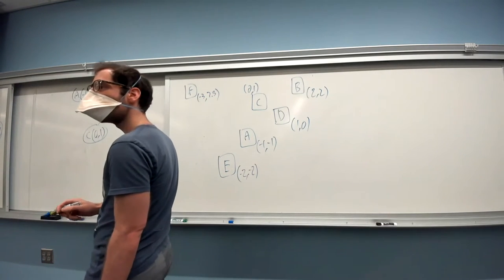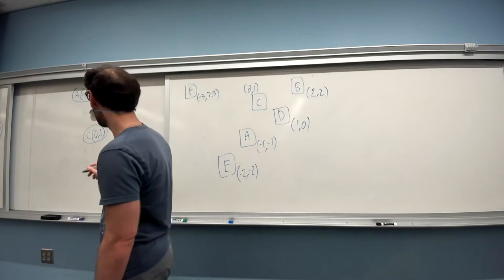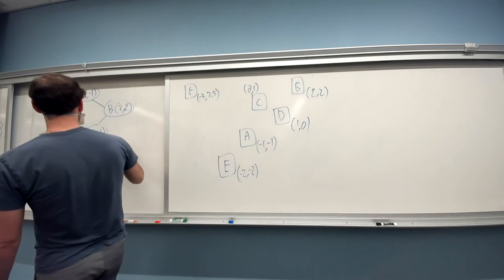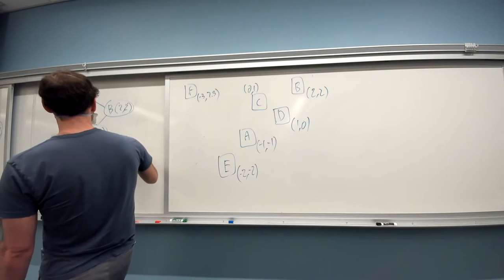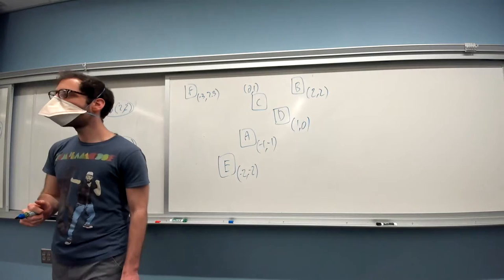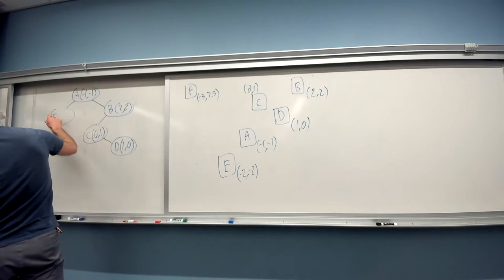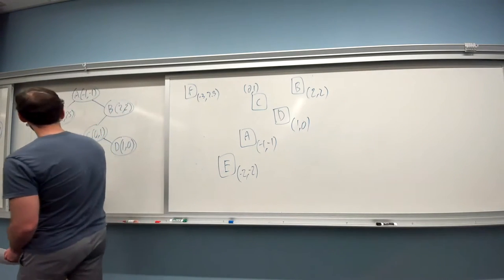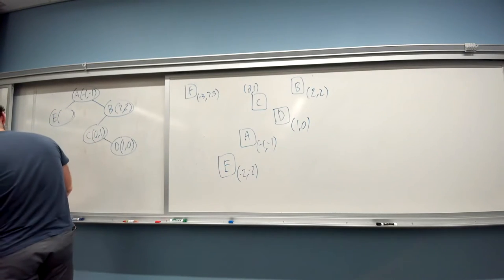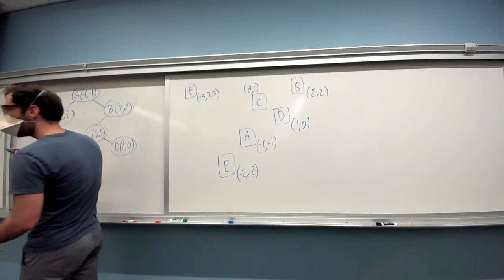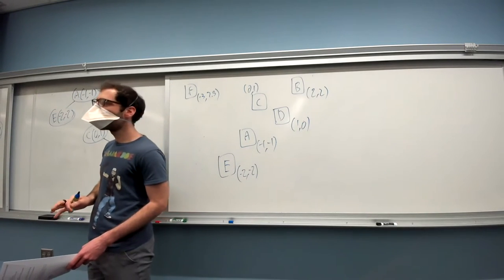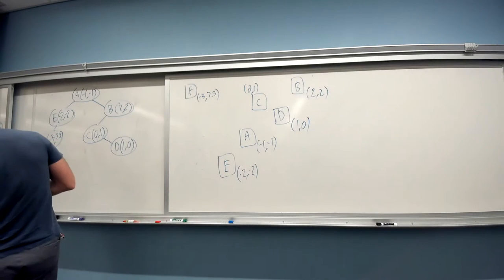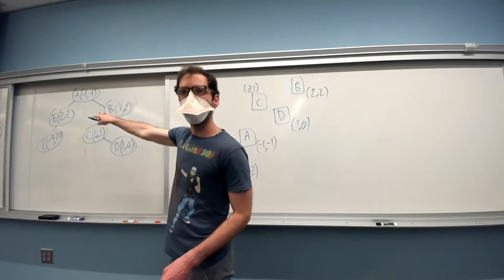How about D? Yeah, we again find an x coordinate that's less than 2 but greater than 0. You put that there. How about E? E is negative 2, negative 2. And then finally, F. Yeah, we end up with F down here. All right, so this is our x-based version of the tree.